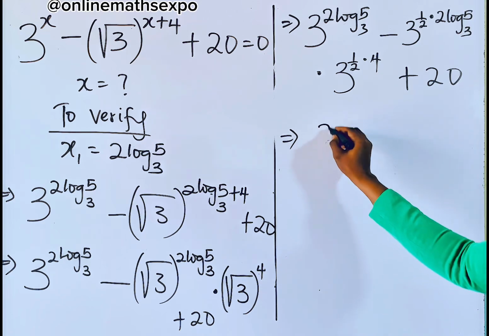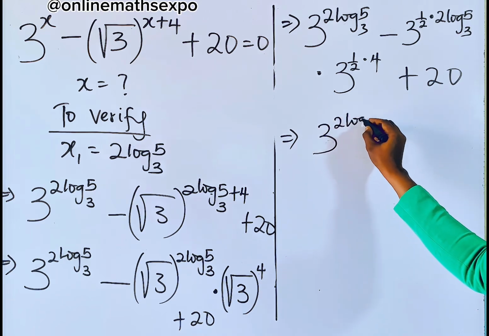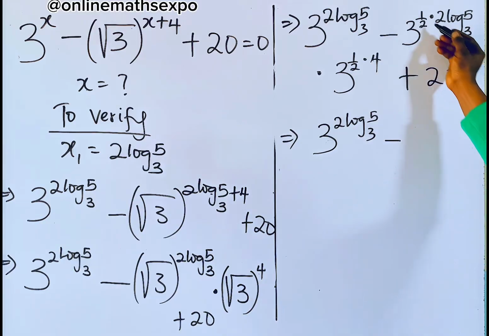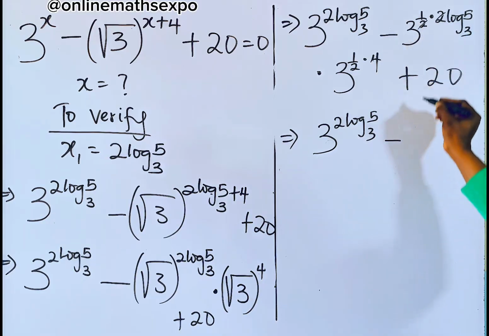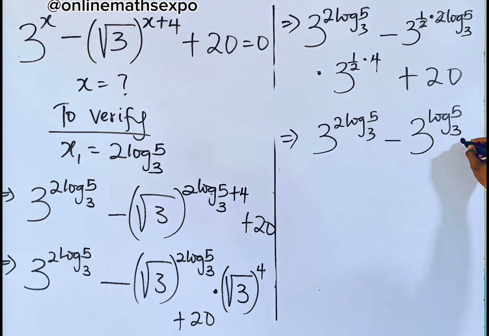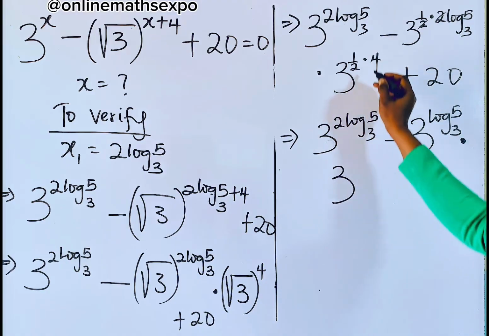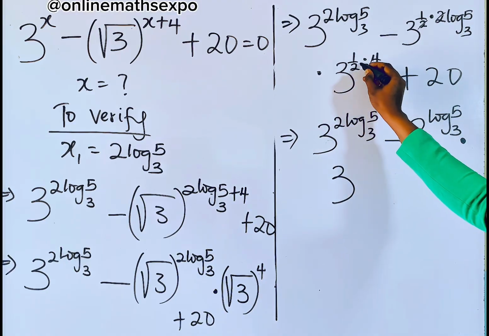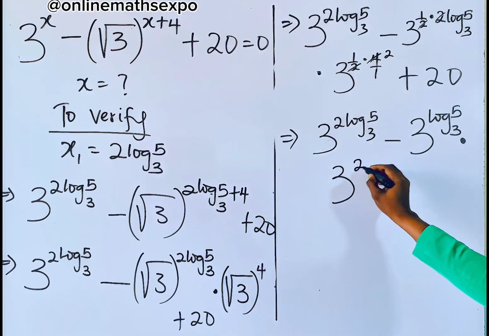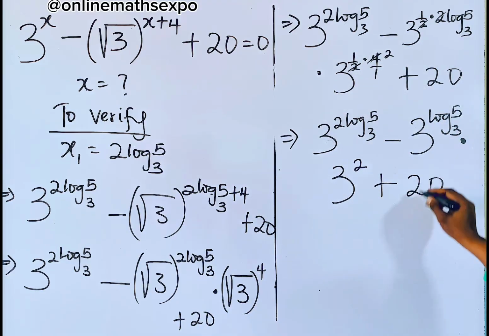We are going to have 3 to the power of 2 log 5 base 3 minus this, and this will cancel out. So we're going to have 3 to the power of log of 5 base 3 multiplied by 3. Remember, this is over 1. So 2 will go into this 2 times, and 2 times 1 is 2, plus 20.